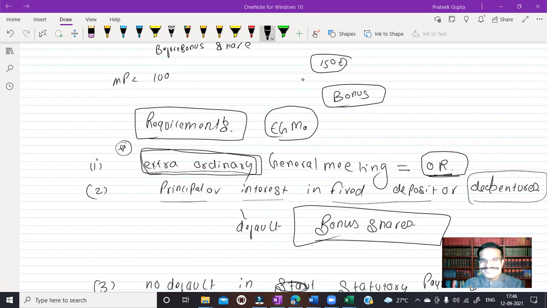There is no need to clear the default of preference shares before issuing bonus shares. The bonus shares, yes. In case of only preference shares. In other cases you cannot issue bonus shares. Correct. Very nice. Thank you so much. That is the small loophole that is hidden. That is the loophole. Okay.